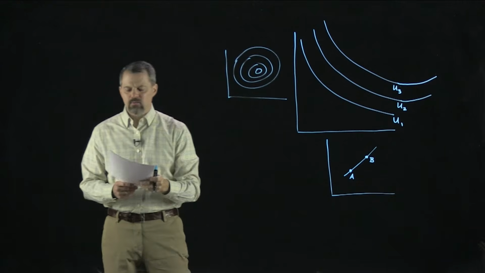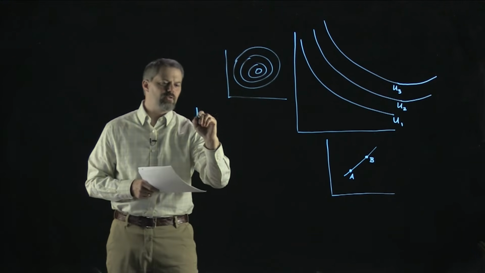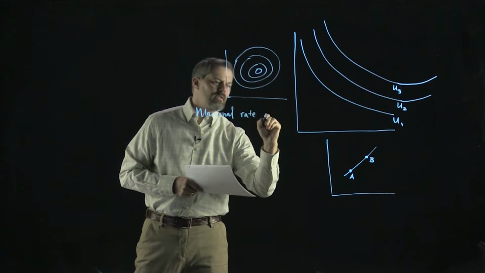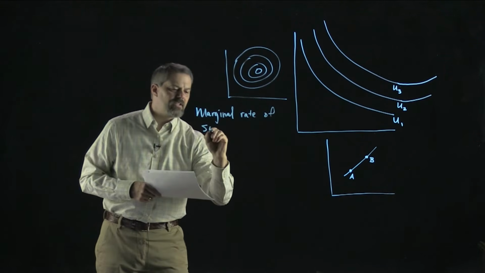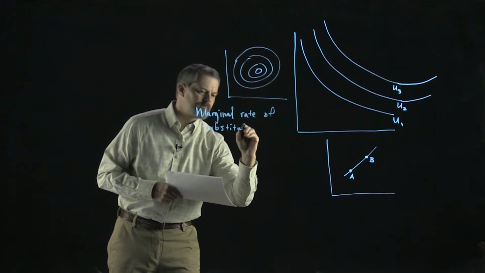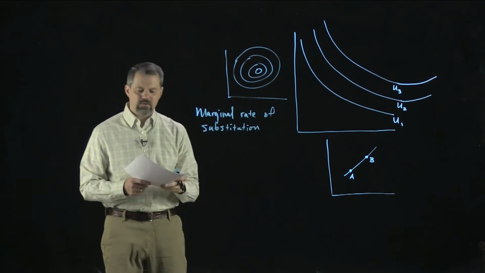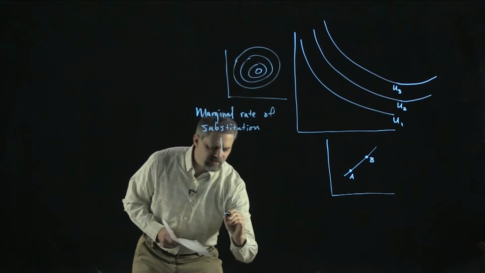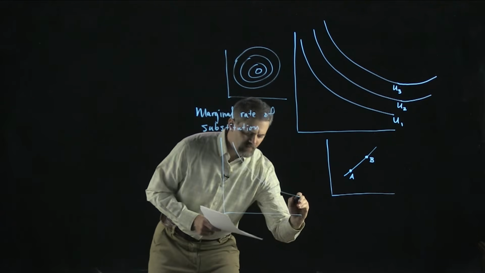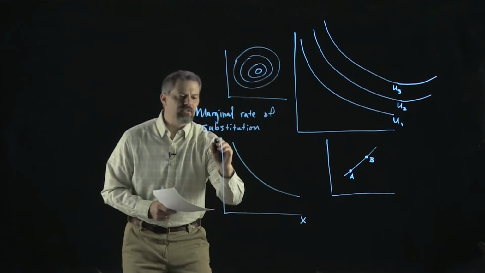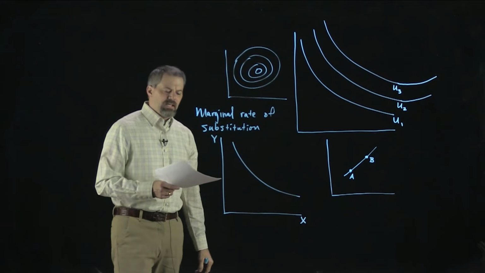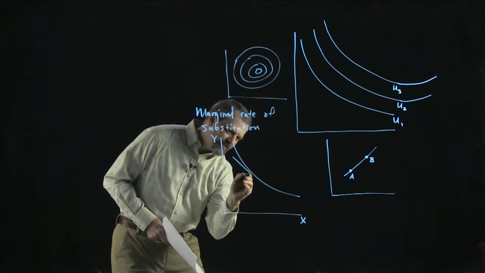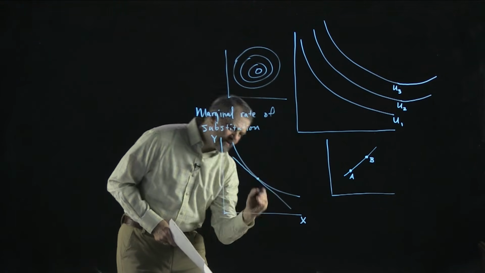Let's talk now about what we're going to call the marginal rate of substitution. The marginal rate of substitution is simply the slope of the indifference curve. So let's draw an indifference curve here. Let's go ahead and put good x down here and good y up here. If we were to think about the slope of an indifference curve, I'm going to draw a line that's just tangent to that indifference curve at this point right there.